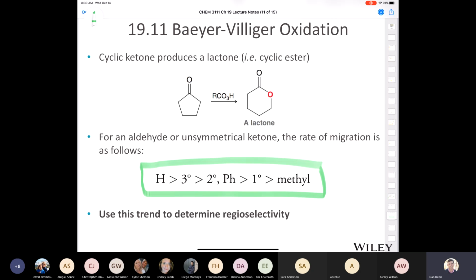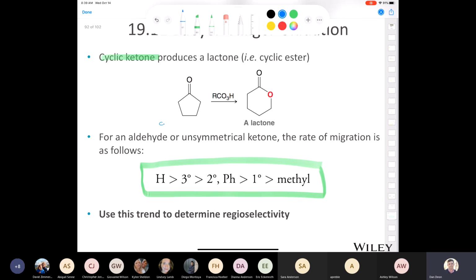Now, what if we have a cyclic ketone? Here's a cyclic ketone. This is cyclopentanone. If we treat that with a peroxy acid, we get a cyclic ester. And a cyclic ester is actually called a lactone. That's a new functional group, kind of, right? It's an ester, but it's just an ester that's in a cyclic compound. And so you need to know that a cyclic ester is called a lactone.